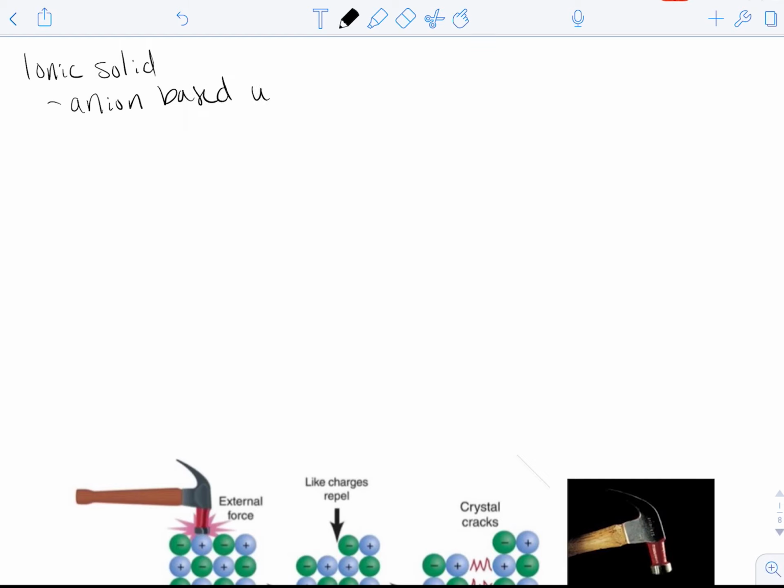So I'm going to do anion-based unit cells. So the unit cell is based on the structure of the anion. So at the corners we have anions. And then the stuff left behind, the empty space with no atoms, that's where our cations fill in.